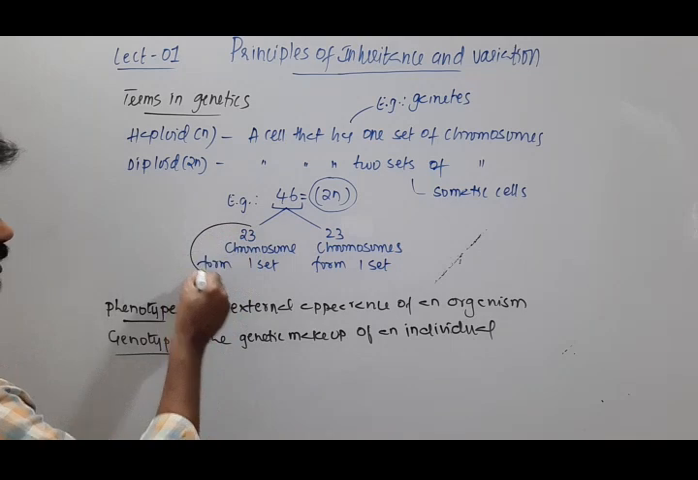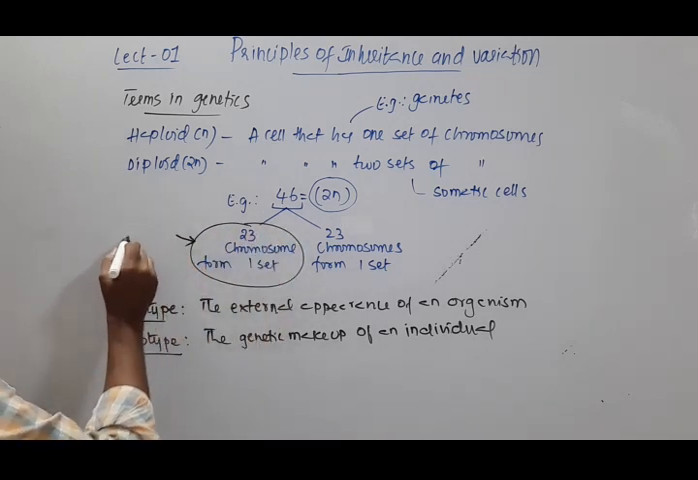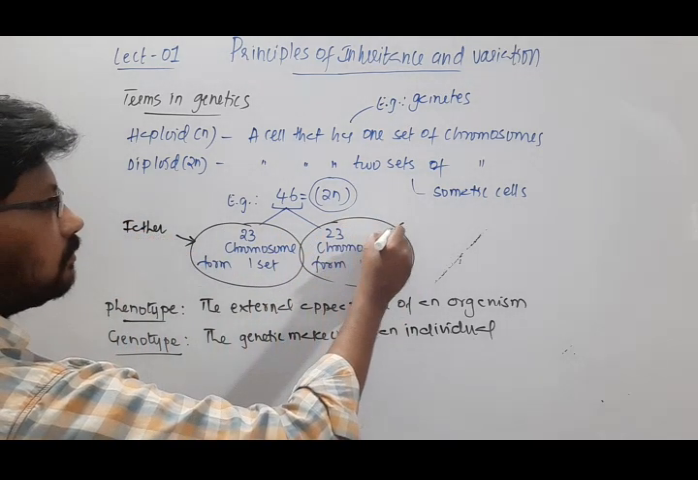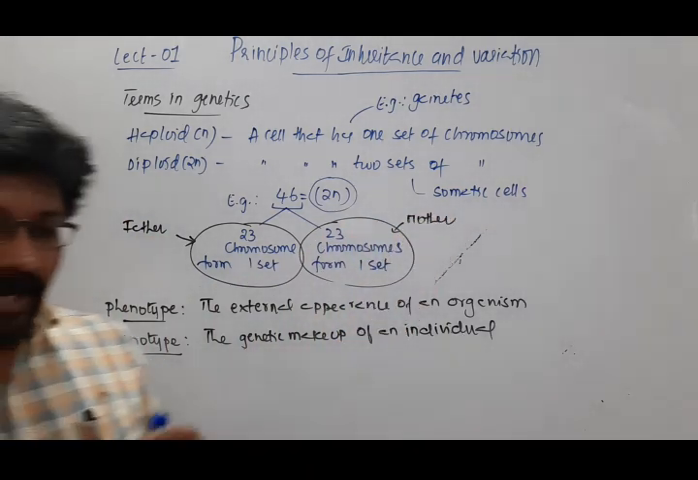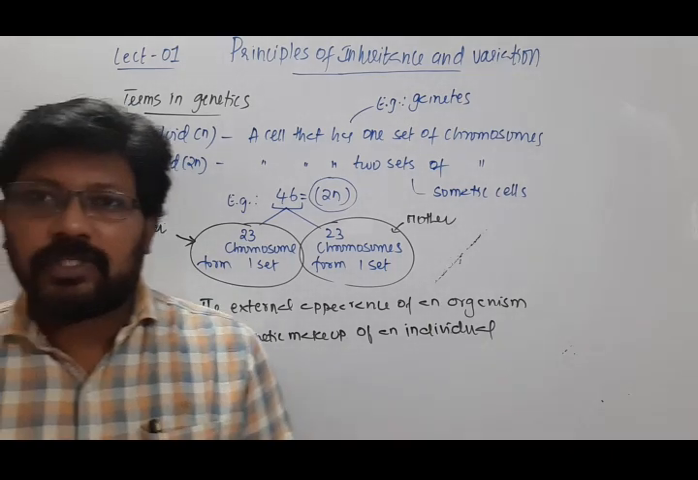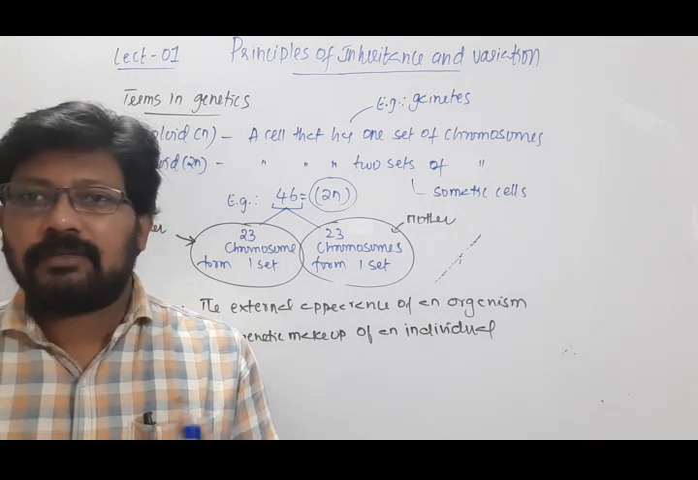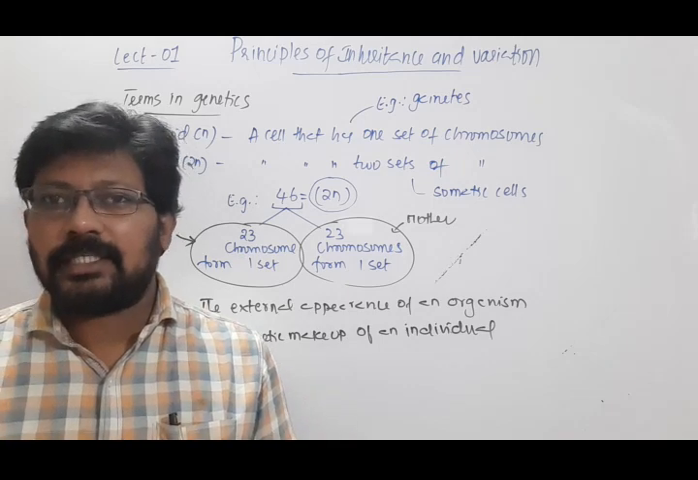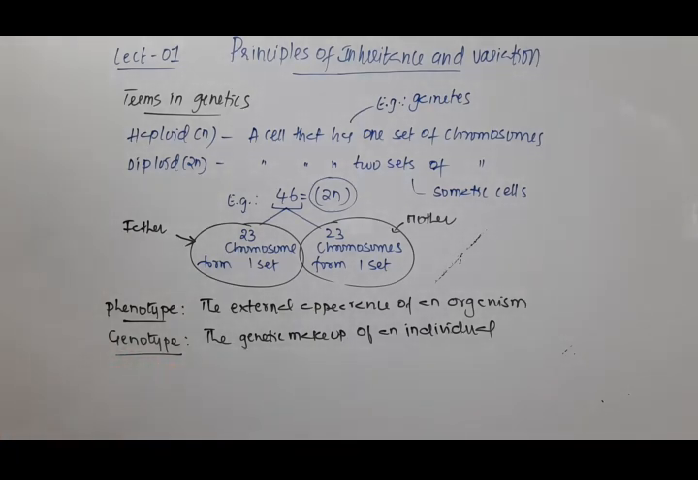Say suppose this one set is from the father, and this one will be from the mother, right? So every diploid individual will inherit two sets. One set will be from one of the parents, maybe from the male parent, and another set from the female parent. Okay, so that's about haploid and diploid conditions.